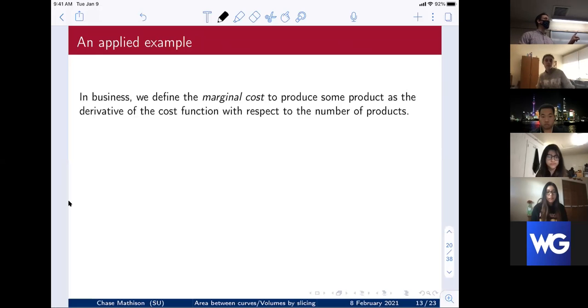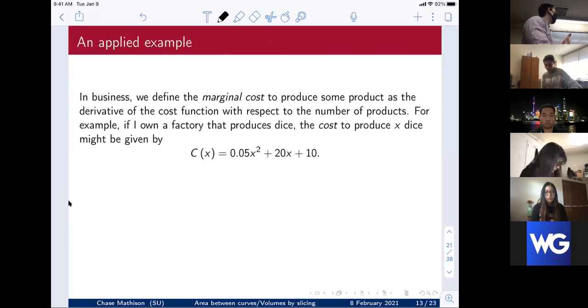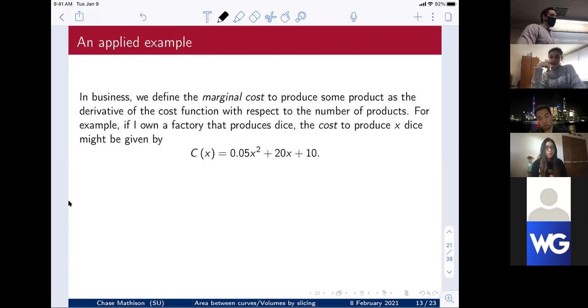The marginal cost is the difference in the cost to produce one more product than what you're currently making. But if you're making a large number of products, then you can approximate that really, really well with the derivative, right? So let's say I own a factory that produces dice, and the total cost to produce x dice is given by C of x equals 0.05x squared plus 20x plus 10. Then what would the marginal cost be?